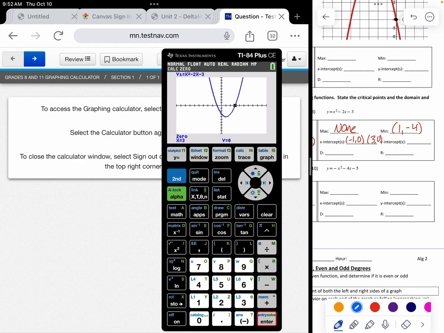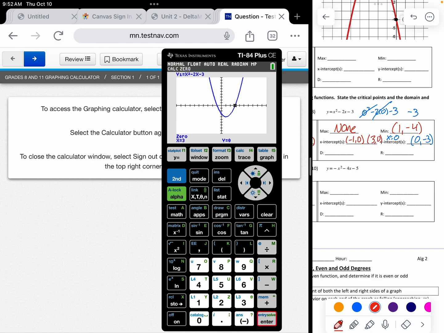A reminder for the y-intercept, you have to plug in x is 0, so I'm going to plug in a 0 for all the x's. So 0 squared minus 2 times 0 minus 3. So 0, 0, so I'm just really left with negative 3. So my y-intercept is at 0, negative 3.